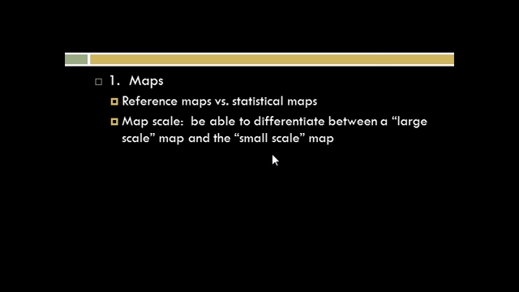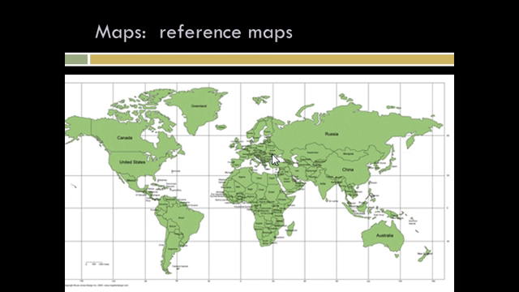So, to begin, let's start out by looking at a really good example of a reference map. The map that you have right here is a reference map of the entire world. The reason it's called a reference map is because there's not a whole lot of information shown. There's really no data. There's really no statistics. Basically all you have is the outlines, the shapes, and the relative sizes of the countries of the world.